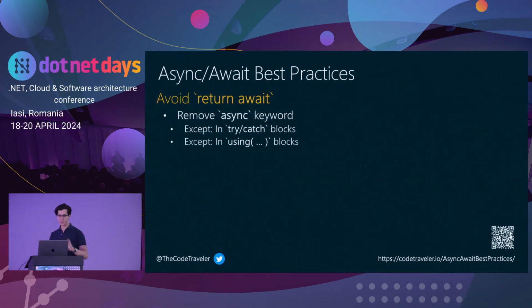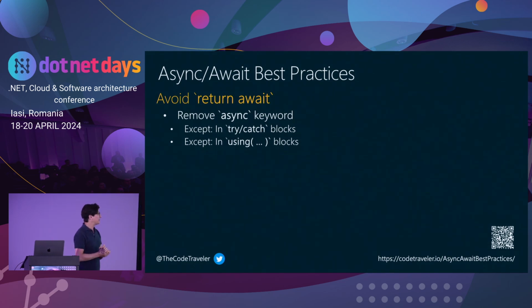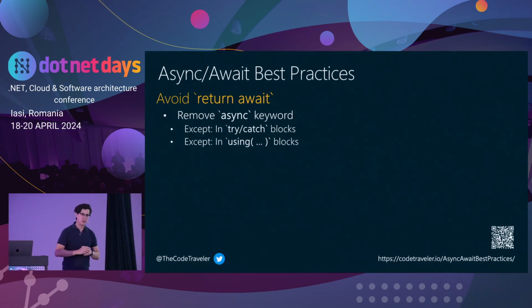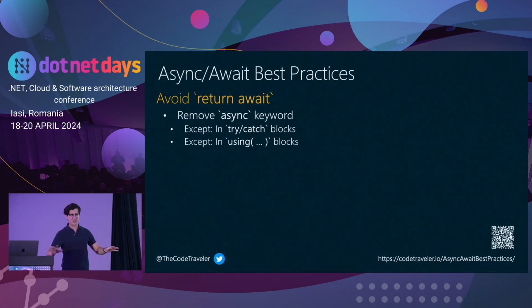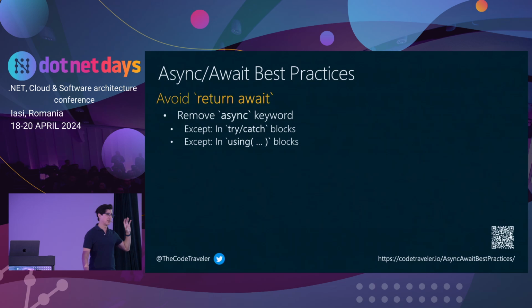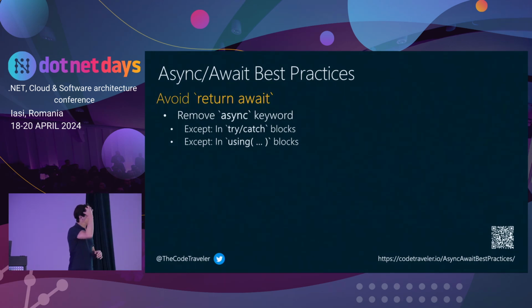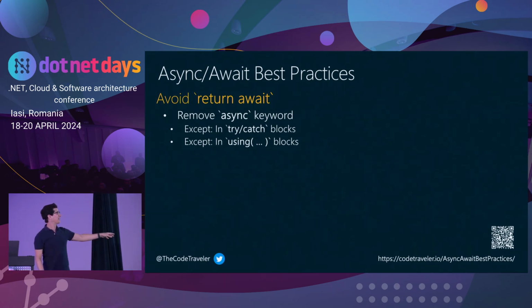Avoid return await. So if the only place in your method you're using the await keyword is in the return statement, you can remove await, you can remove async, and you can just return the task. Save yourself a thread switch. Save yourself a little bit of performance. But again, if you're in a try-catch block, keep the return await. Same if you're disposing of an object. So if you're in a using block, keep the return await, because otherwise bad things will happen.